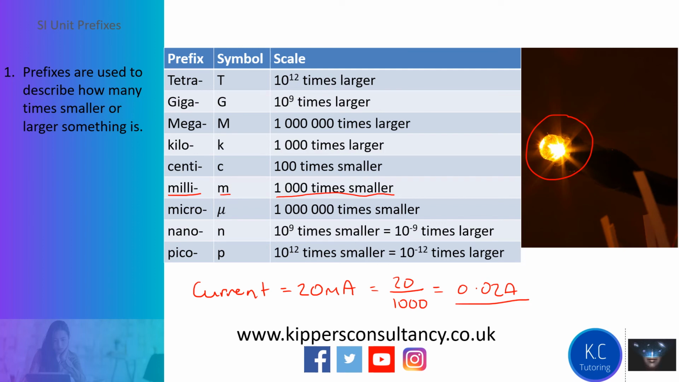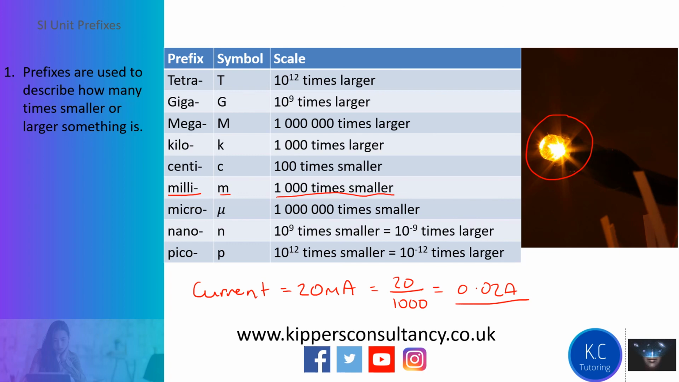Let's take a look at some of the other prefixes. So tera has the symbol capital T, and that means 10 to the power of 12 times larger. Giga, capital G, 10 to the power of 9 times larger. Mega, capital M, 1,000,000 times larger. Kilo, lowercase k, 1,000 times larger. Centi, lowercase c, meaning 100 times smaller. Milli, we've already talked about.